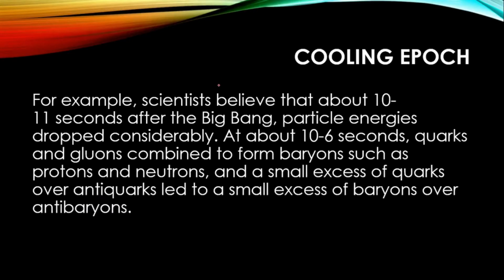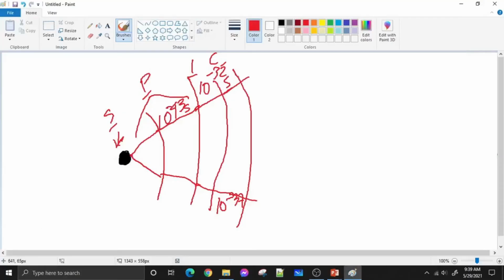So for example, scientists believe that about 10 to the power of minus 11 seconds after the Big Bang, particle energies drop considerably, and at about 10 to the power of minus 6 seconds, quarks and gluons combine to form baryons, such as protons and neutrons, and a small excess of quarks over antiquarks leads to a small excess of baryons over antibaryons.